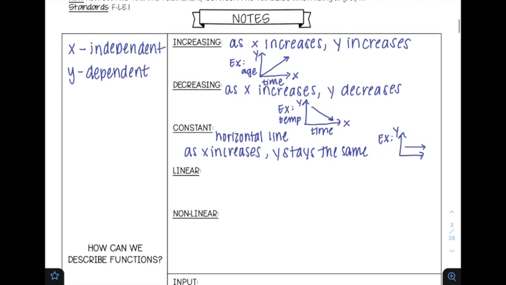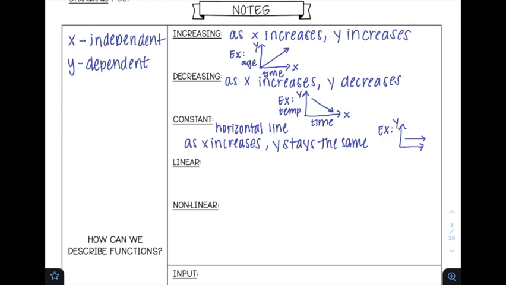Then we need to talk about relationships where they're linear and nonlinear. Linear relationships are straight lines. We've seen this before last year. So we have increasing, decreasing, constant, and then we have vertical lines. Again, all straight lines that represent the relationship between x and y.